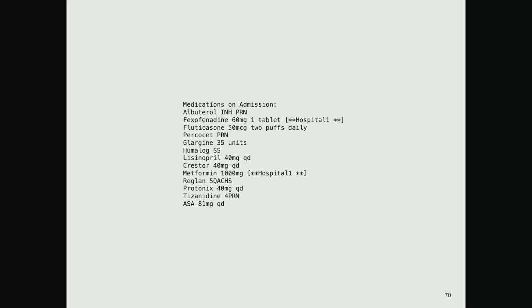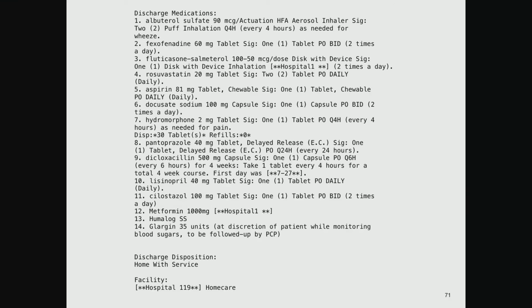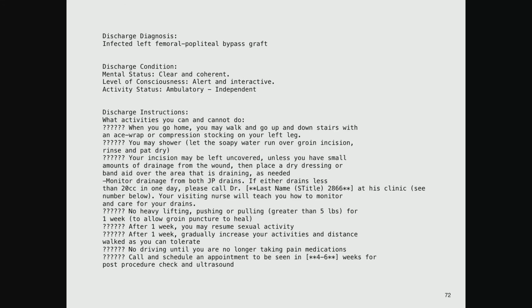Medications on admission, so this was the medication reconciliation. Discharge medications, so this is what she's being sent home on. Discharge disposition is to the home with some follow-up service, and the discharge diagnosis is infected left femoral popliteal bypass graft, and the condition, and these are the instructions to the patient that say, here's what you can do, here's when you should come back and tell us if something is going wrong, et cetera.